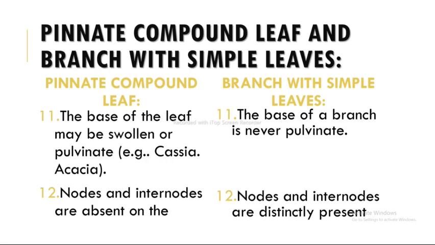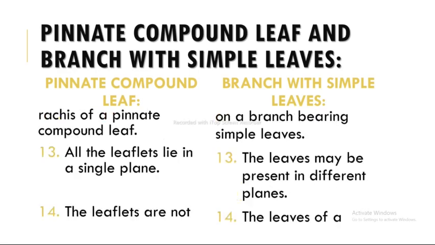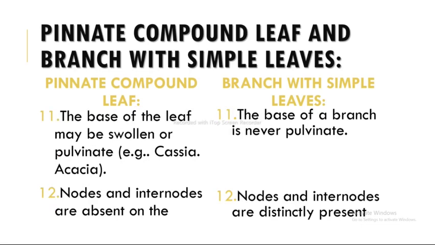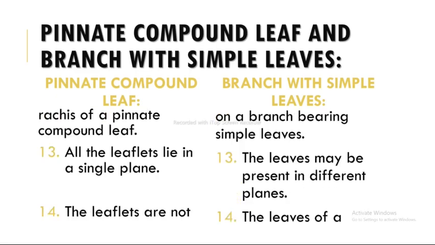In pinnate compound leaf, the nodes and internodes are absent on the rachis of a pinnate compound leaf. On the other hand, in the branch with the simple leaves, nodes and internodes are distinctly present on a branch bearing the simple leaves. In pinnate compound leaf, all the leaflets lie in a single plane, but in the branch with the simple leaves, the leaves may be present in different planes.